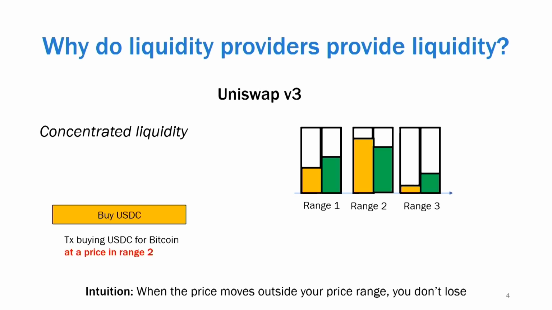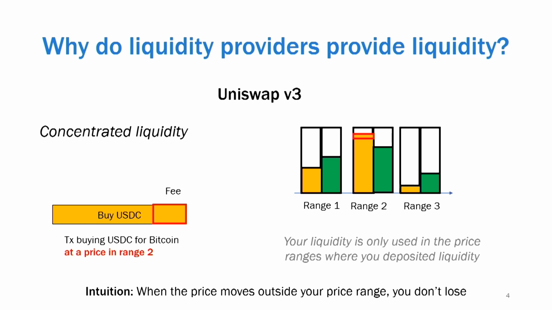For example, now when a transaction is submitted to the system, we take the current price, and the transaction fee gets added to the pool that is associated with that current price. Your liquidity is only used in the price ranges where you deposited liquidity. And correspondingly, you don't lose if the price moves outside of your liquidity range.